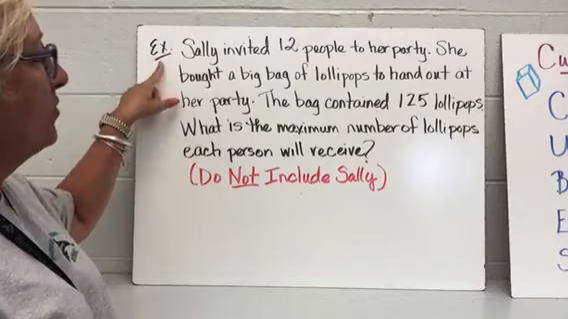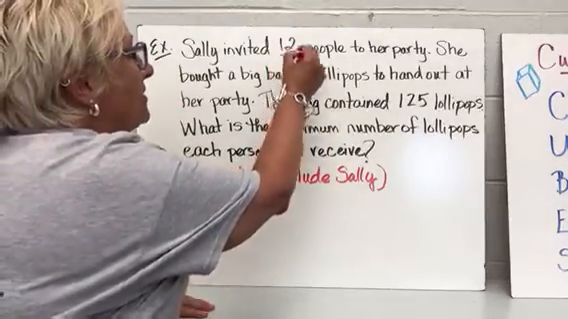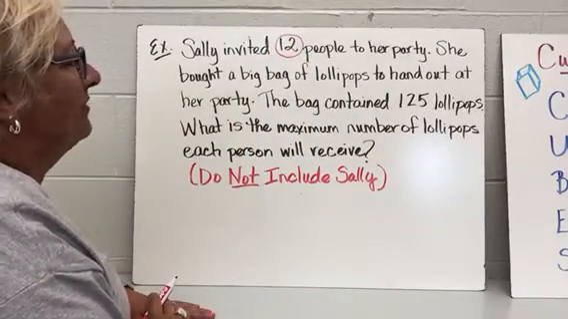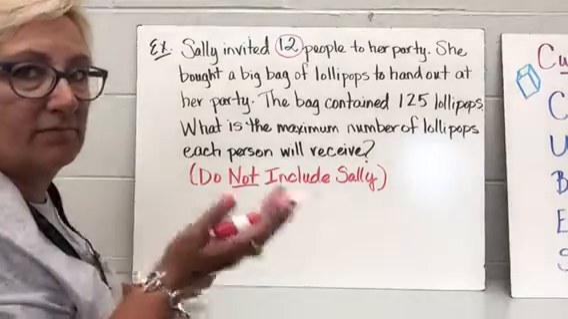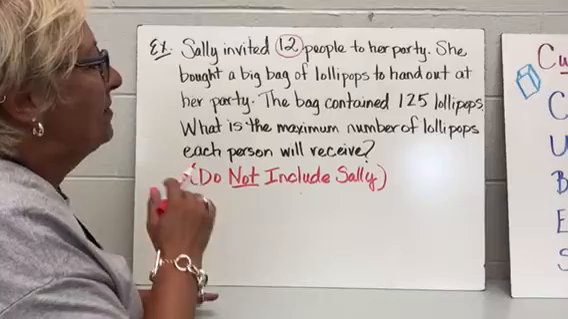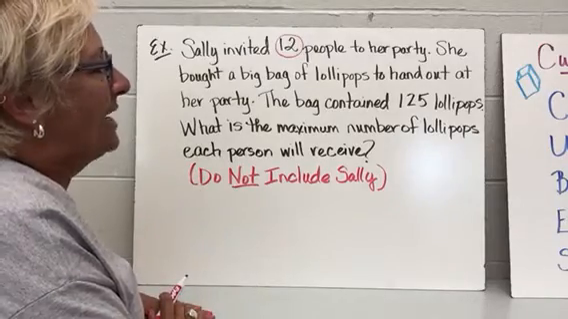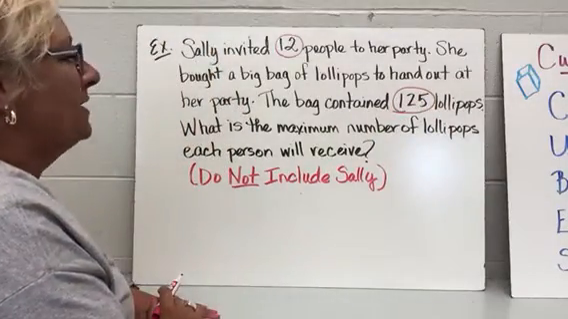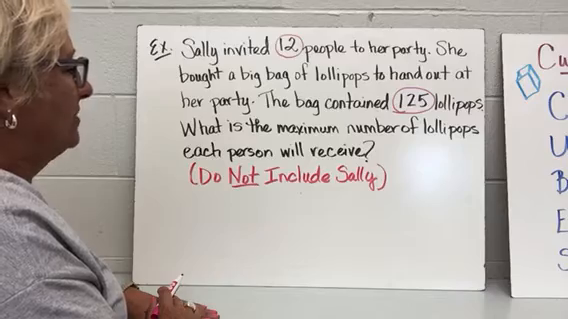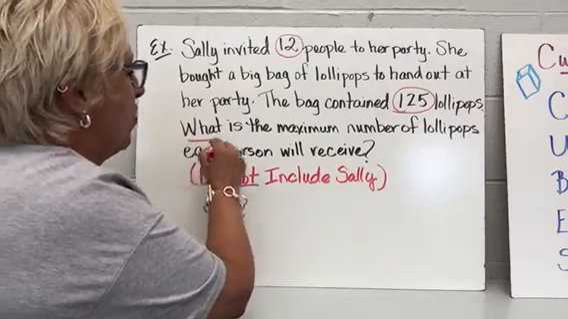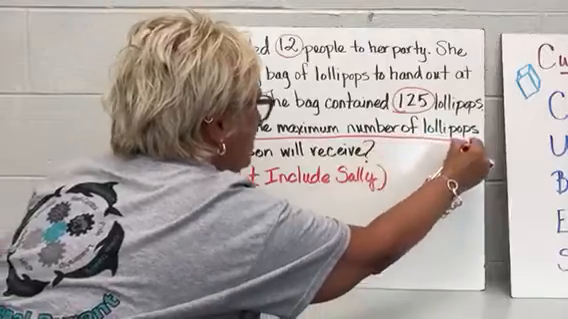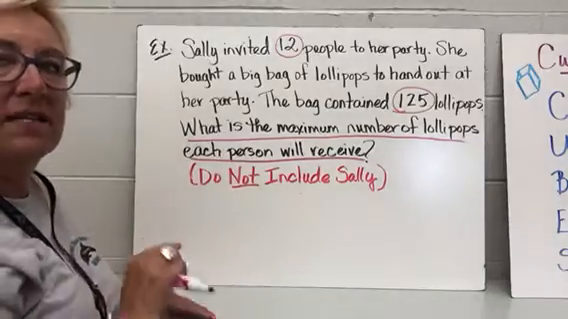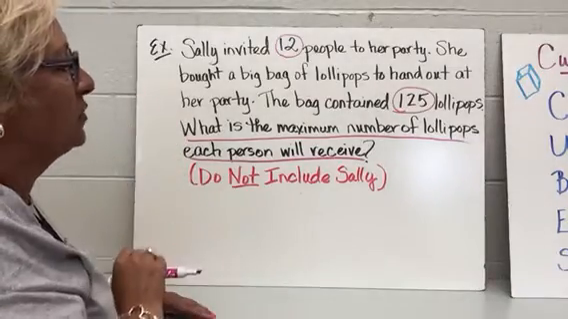Okay, we're going to go back and reread it. Sally invited 12. Here's a number that we can use. We're going to circle it, 12 people to her party. She bought a big bag of lollipops to hand out at her party. That's fine. That just gives us information. But now we're going to get even better information when it says the bag contained 125 lollipops. So we're going to circle that. What is the maximum number of lollipops each person will receive? Here's our question. So we're going to underline the question on everything. And it gives us a little note under here. Do not include Sally in this. So we're just looking at the 12 people.